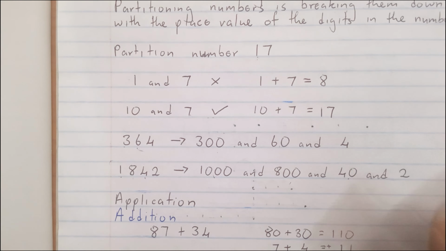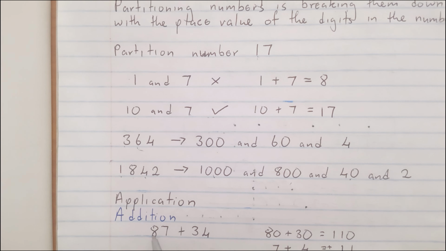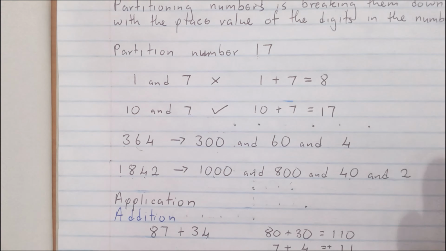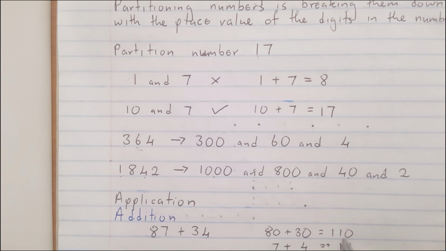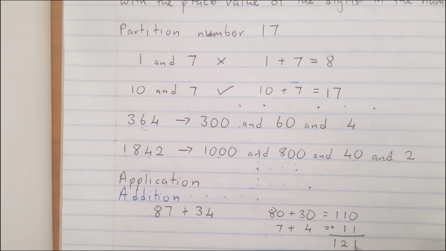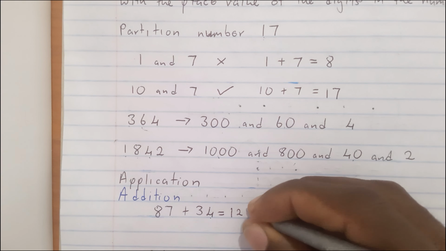We have the addition of 87 plus 34. If we partition it, we can see there is an 80 and a 30, so we have 80 plus 30. Then we have 7 plus 4, again partitioning based on the tens and then the units. If we add 80 and 30, we get 110. When we add 7 and 4, we get 11. Then we add these two answers to get 121. So the answer of 87 plus 34 is equal to 121.